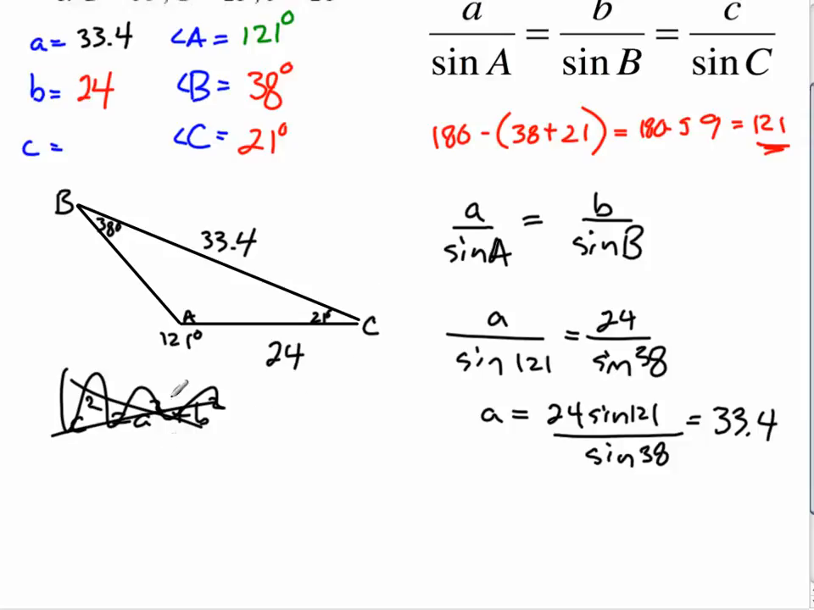Okay, so I want to find C, so I need the C ratio. C over sine C equals, I know the B one, so I'll use B again. B over sine B. Okay, plug the numbers in just like this one, solve, and you'll find side C, and you'll have solved for all pieces of that triangle. Okay, hopefully that helps you with law of sines.